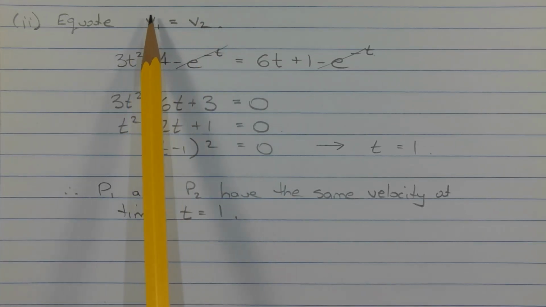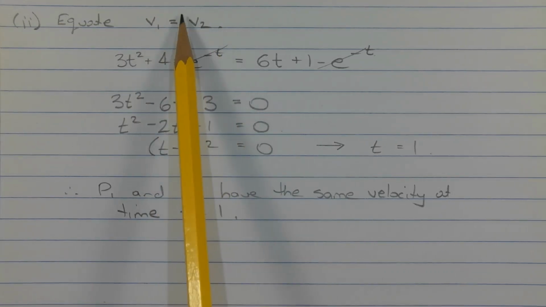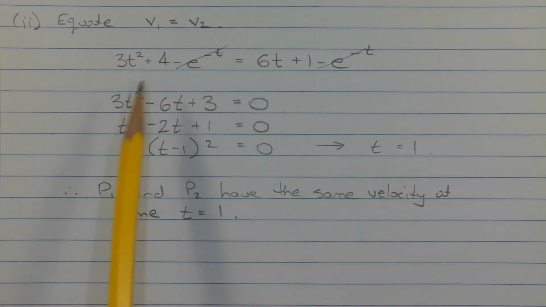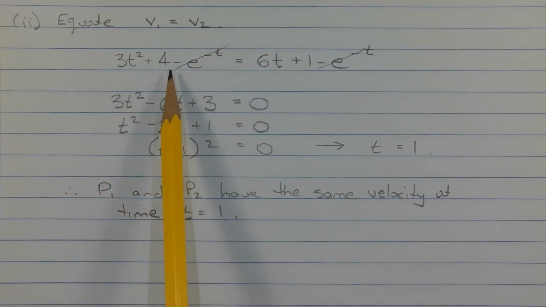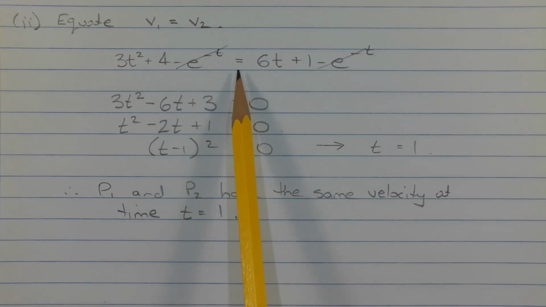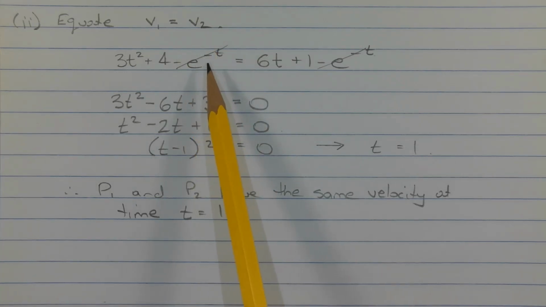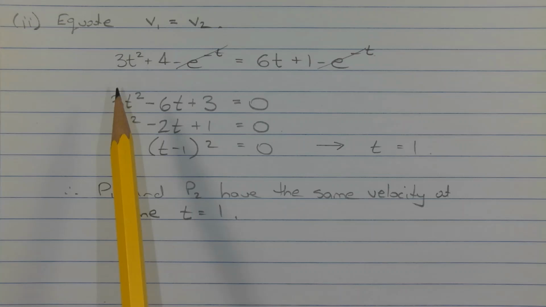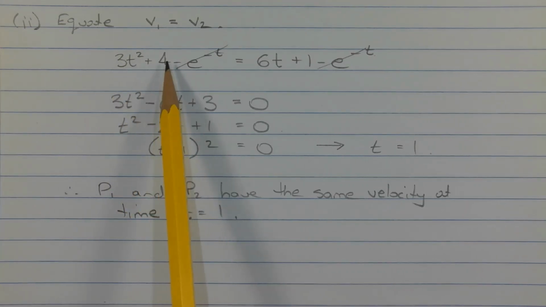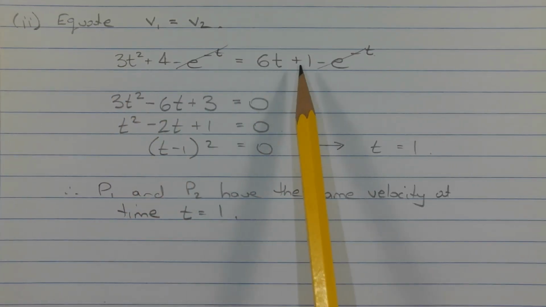Now we found v1 in part 1 and we're given v2. So we can form the equation 3t squared plus 4 minus e to the power of negative t equals 6t plus 1 minus e to the power of negative t. Now we can cancel out e to the power of negative t from both sides of the equation, so I've crossed them off. So we're left with 3t squared plus 4 is equal to 6t plus 1.